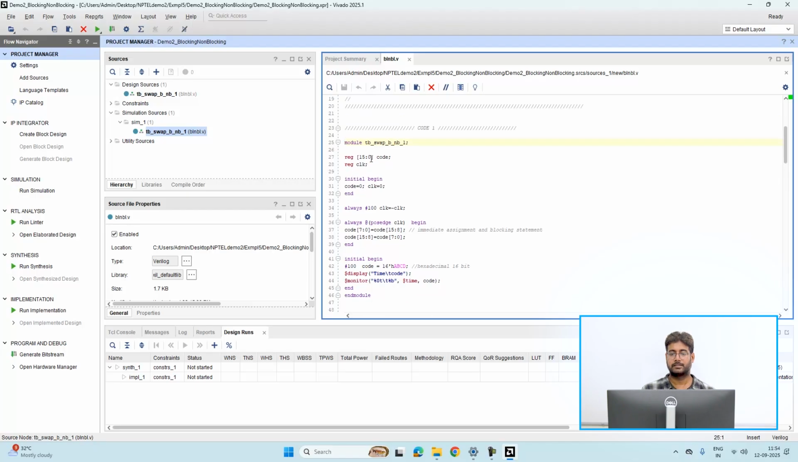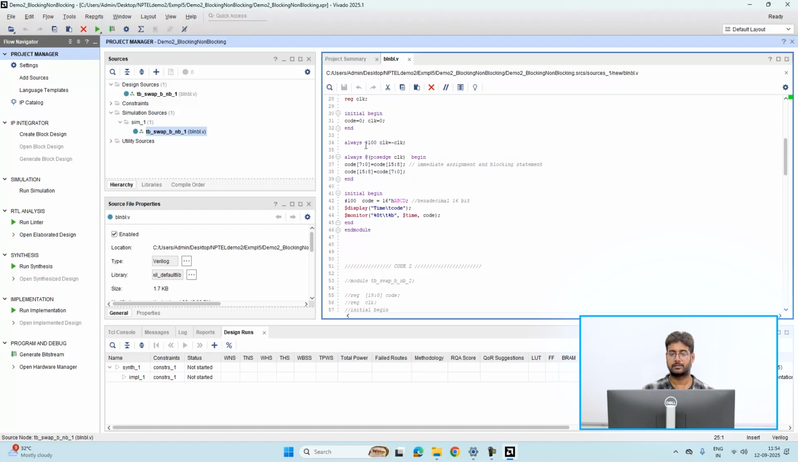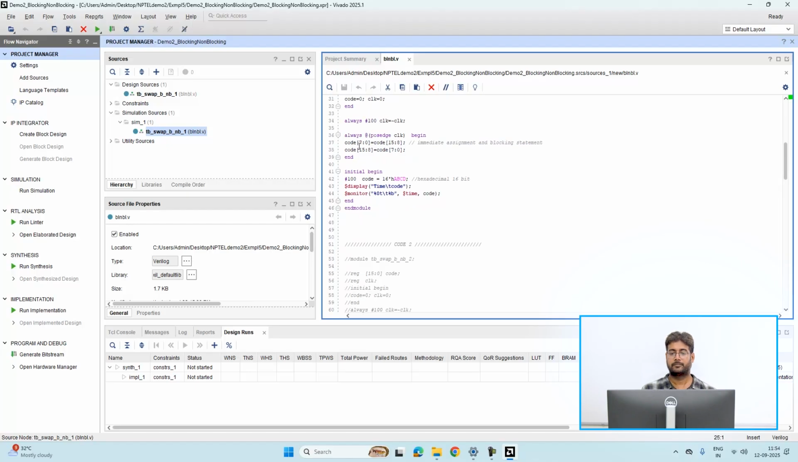So this reg is a 16-bit input code. Then next is clock. Initial begin, we will initialize code equal to 0, clock equal to 0, end. Then always, we will define a clock with time period 200 nanoseconds. Then at every positive edge of clock, we will begin the execution of this begin block. Here, code 8 to 15 means the higher 8 bits of the data, which is AB, is immediately assigned to code 0 to 7, which are the lower 8 bits of data input, and that is CD.